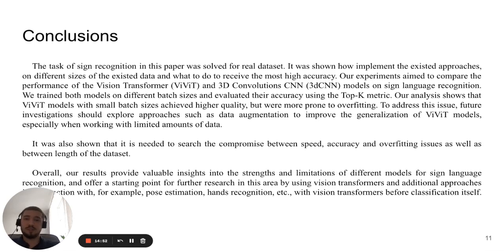Our analysis shows that ViViT models with a small batch size achieved higher quality but were more prone to overfitting. To address this issue, future investigation should explore approaches such as data augmentation to improve the generalization of transformer-based models, especially when working with limited amounts of data. It was also shown that it's needed to search for a compromise between speed, accuracy, and overfitting issues, as well as the length of the dataset.